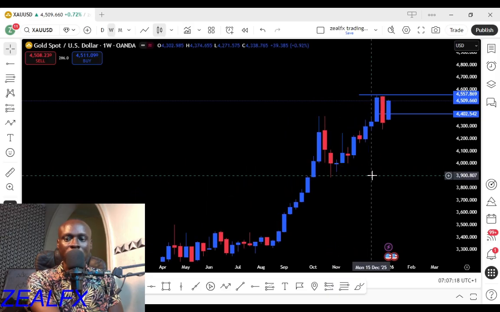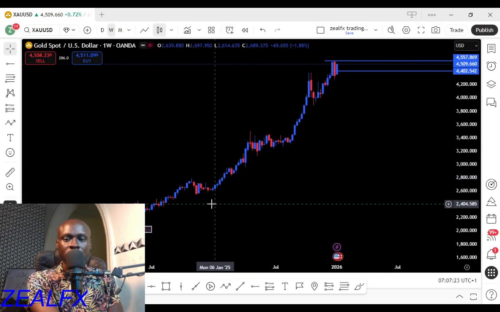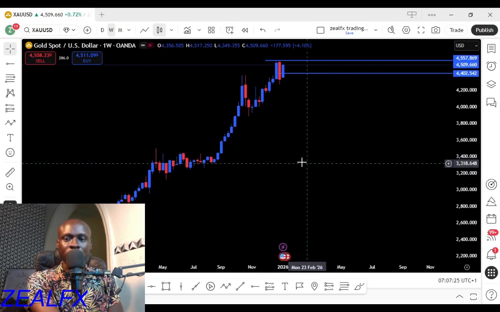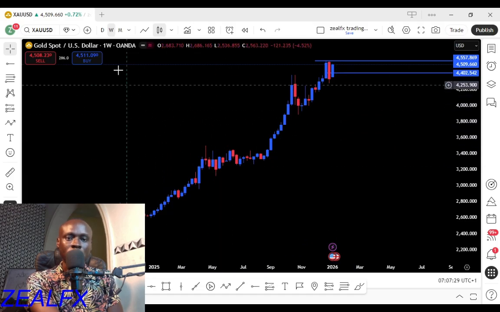Let's look at the structure of gold on the weekly chart. The structure of gold on the weekly remains on a bullish trend. So look out for more buys on the Gold USD this coming week.